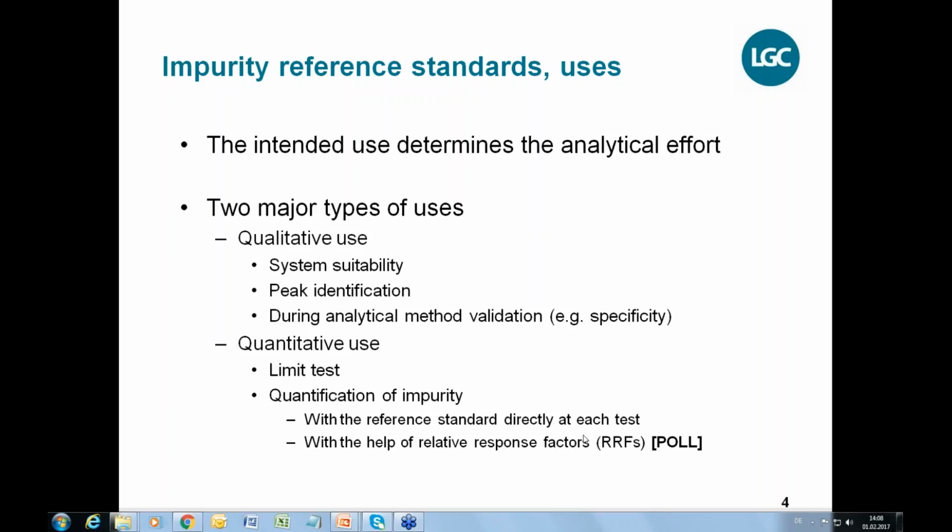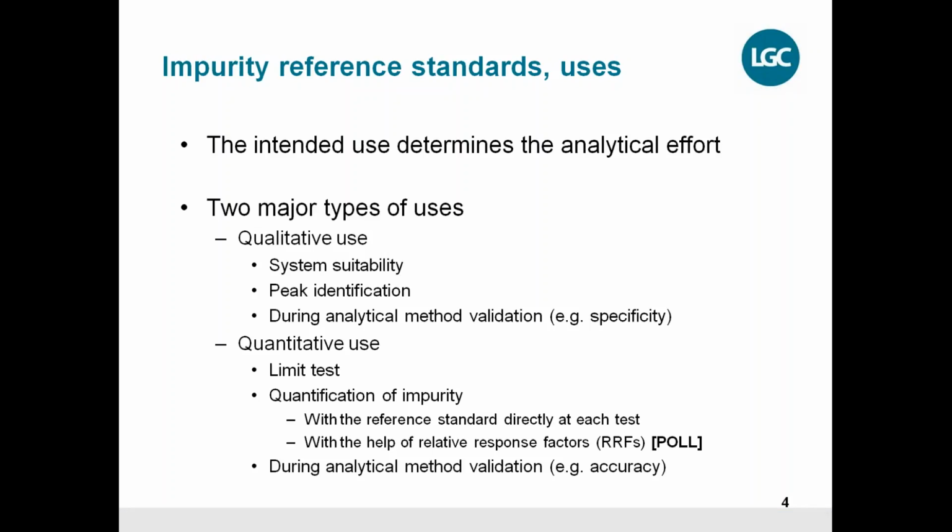So, quantifying impurity with the help of the reference standard directly, or with the help of the relative response factors. Another quantitative use is, of course, also during analytical method validation. When you check the parameter accuracy, that is also, of course, when you do recovery tests of an impurity that you have spiked into your placebo material, for example, that is, of course, also a quantitative use there. And on the next slides, I would like to show you what you should do there in order for having a standard suitable for qualitative use and for quantitative use.